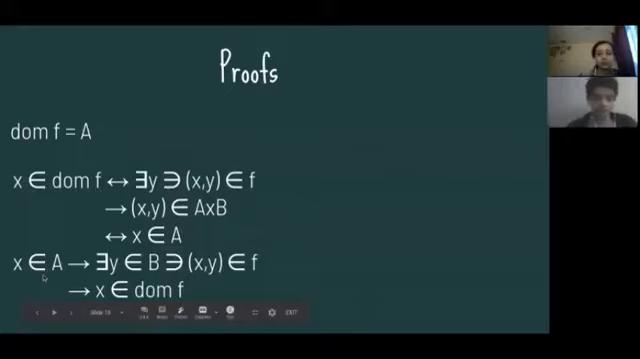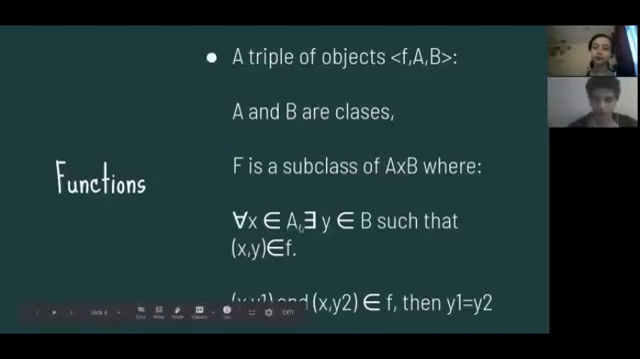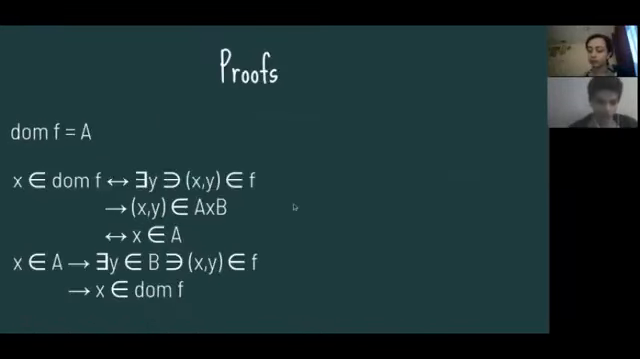If x belongs to A, then from the definition of function that we gave before, there exists a y that belongs to B, such that x and y belongs to f. So that's again from the definition that we gave before, when we said that for every element in A, there exists an element in B. So just back to the definition of functions: for all x belongs to A, there exists a y belongs to B, such that xy belongs to f. So I can say that if x belongs to A, then there exists a y belongs to B, such that x and y belongs to f. And this is just again the same as the definition of the domain. So I can say that x belongs to the domain of f.